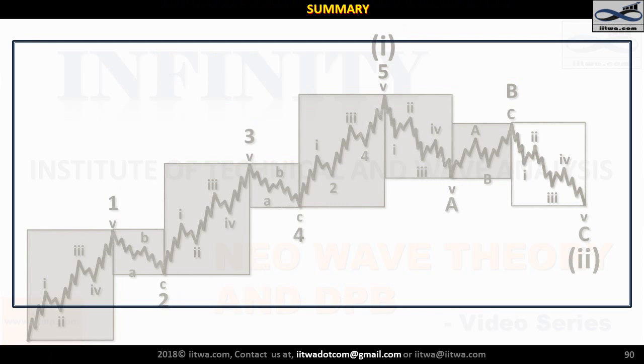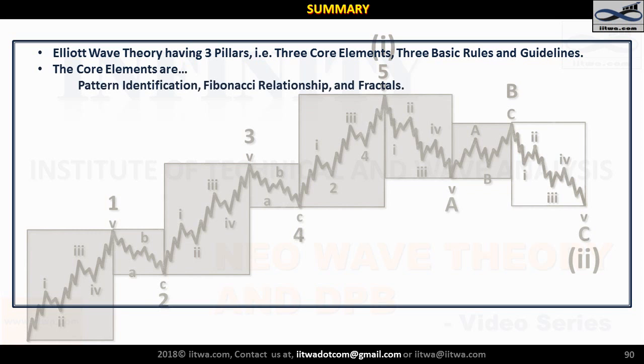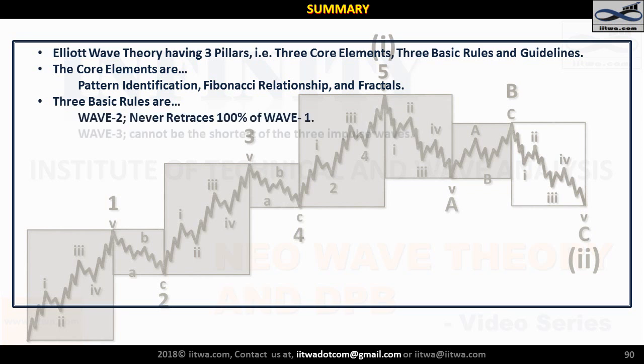Summary. Elliott wave theory has 3 pillars, that is, 3 core elements, 3 basic rules and guidelines. The core elements are pattern identification, Fibonacci relationships, and fractals. The 3 basic rules are: Wave 2 never retraces 100% of Wave 1.